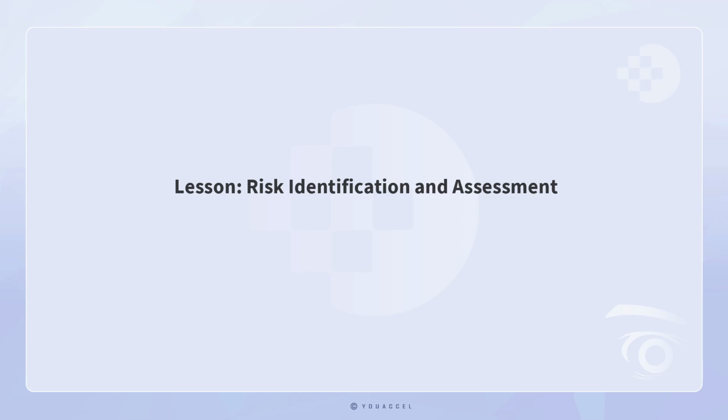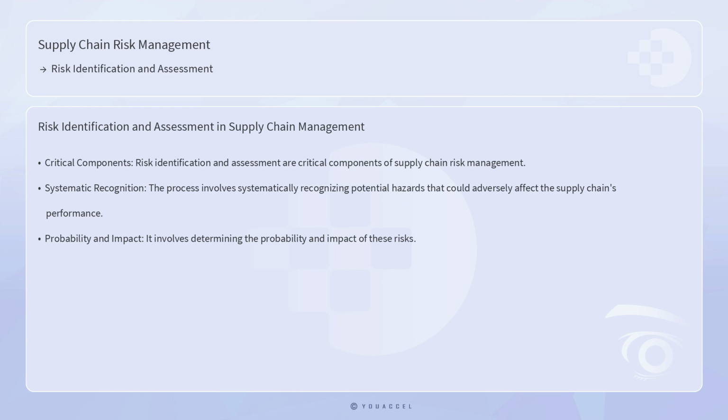Lesson: Risk Identification and Assessment. Risk identification and assessment are critical components of supply chain risk management, especially within the framework of a certified supply chain professional course. The process of identifying and assessing risks involves systematically recognizing potential hazards that could adversely affect the supply chain's performance and determining the probability and impact of these risks. This lesson will delve into the intricacies of risk identification and assessment, underscoring its importance in maintaining a resilient and efficient supply chain.